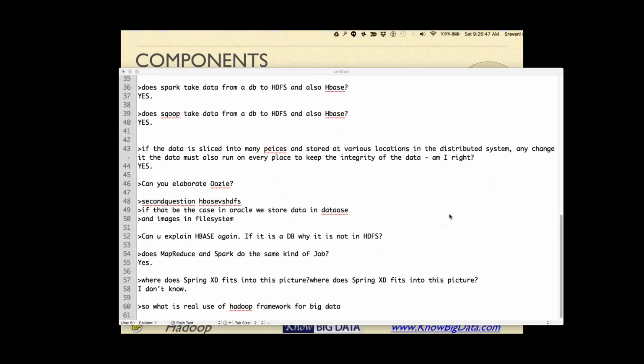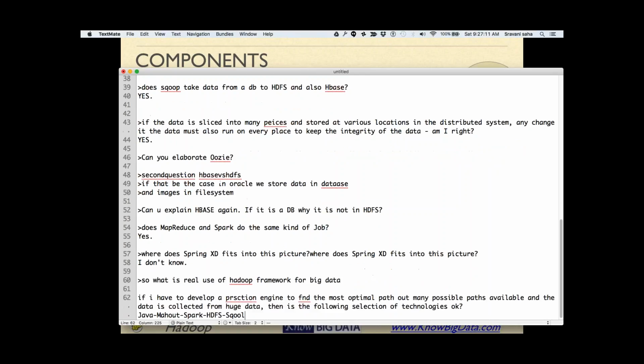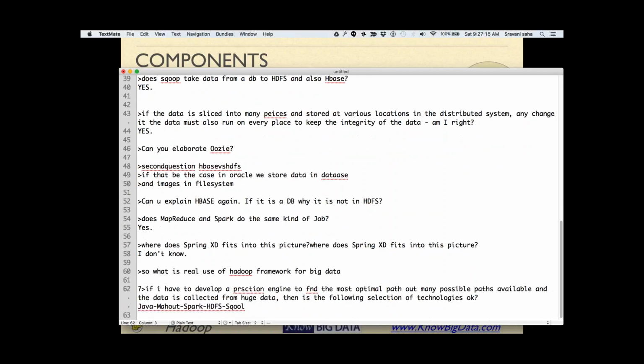Now, Sindhu's question is, what is the real use of Hadoop framework for big data? Almost everything is possible using Hadoop framework on big data. All the use cases which we discussed for the customer can all be solved using big data. So all the things we talked about earlier, the big data customers, those are basically the real use.